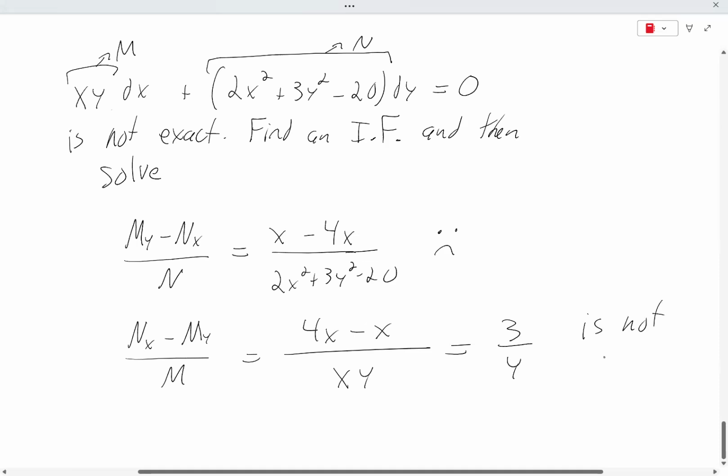And it's not a function of x, right? So 3 over y here is not a function of x. So that's good. Okay, so you get 3 over y here then. So anything there?